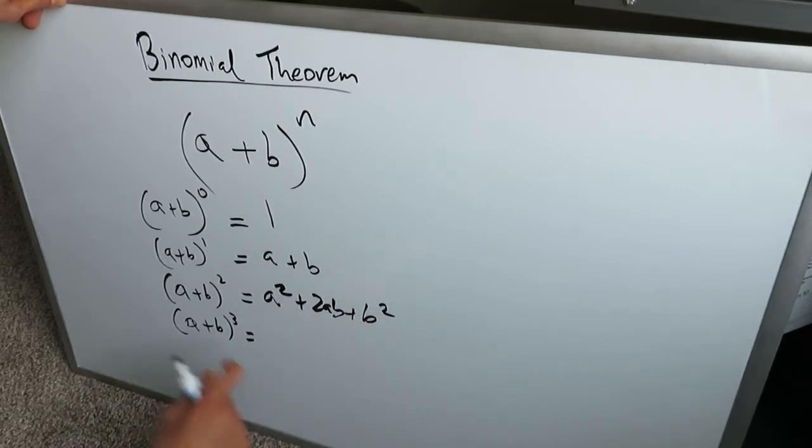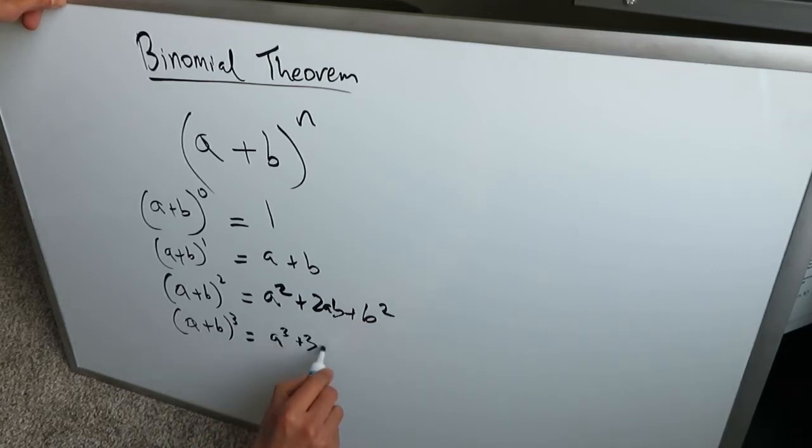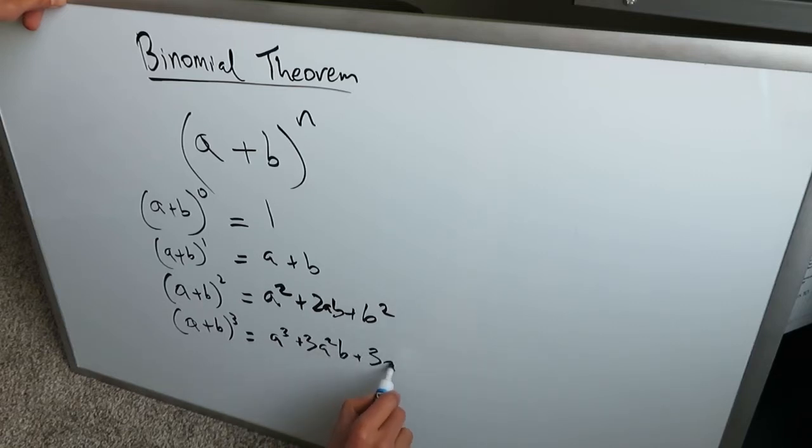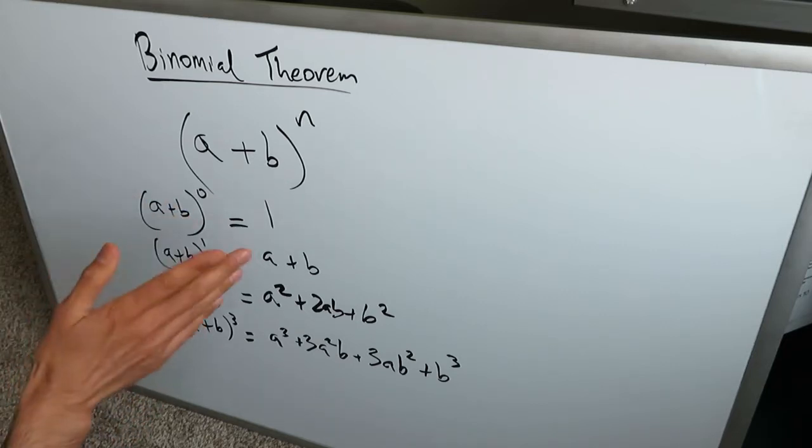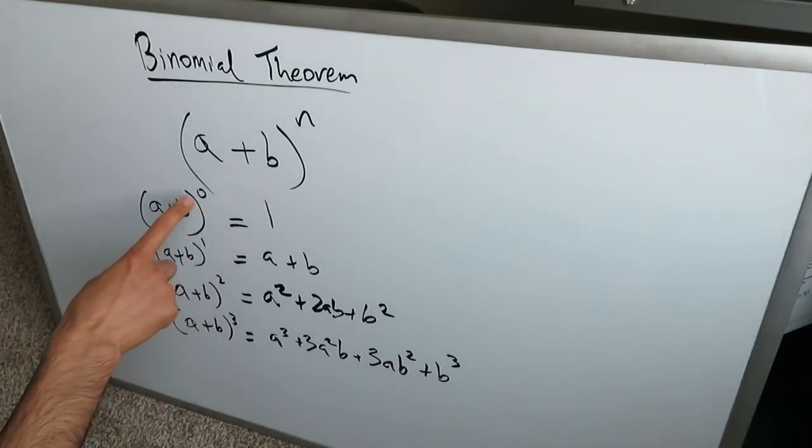A plus b whole cubed. These are all things we've naturally gone up to in basic algebra: a cubed plus 3a squared b. This is one of those formulas that we have memorized in the past, plus b cubed. Let's look at this. I'm seeing a clear trend over here.